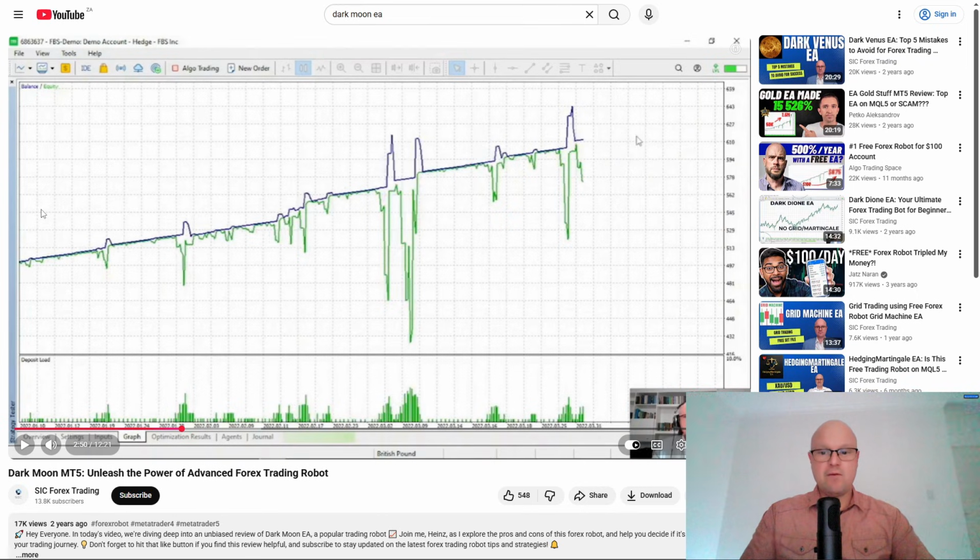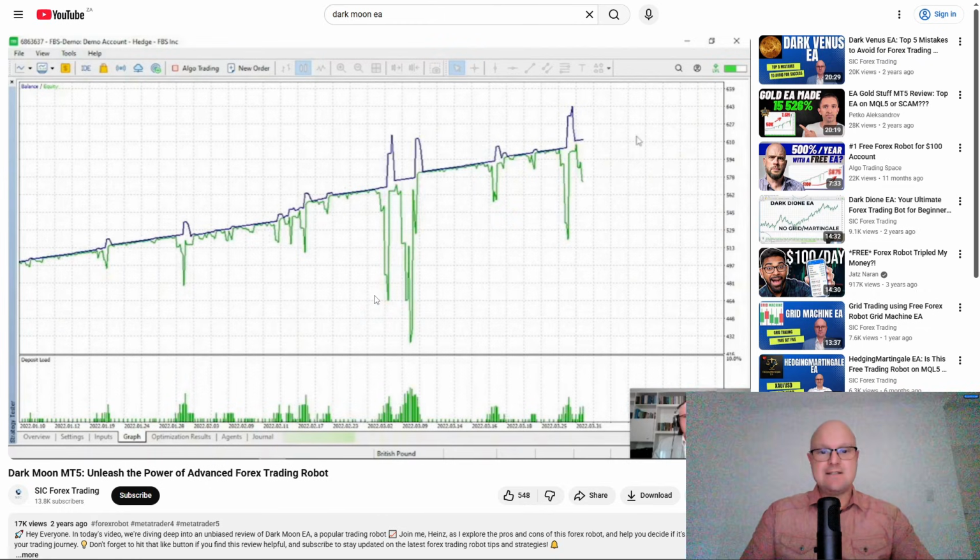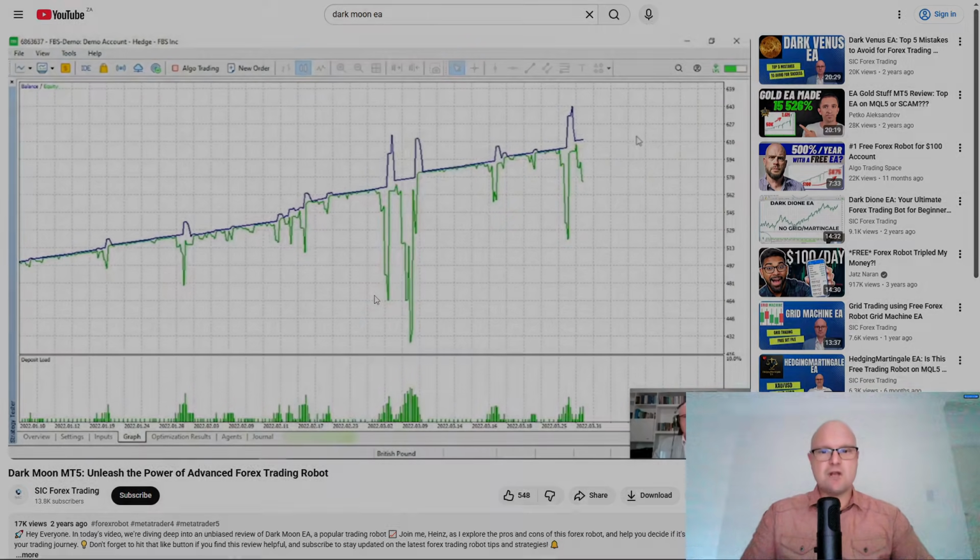And in today's video, we're going to revisit Dark Moon EA. Now, Dark Moon uses the Dark Absolute Indicator, and I previously featured it on my YouTube channel about 2 years ago in June of 2023. However, at the time, I was still using the grid and martingale settings, as we can see from the big difference between the equity and balance graph, and I wanted to take another look at how I would look at this EA if I was a new trader today.